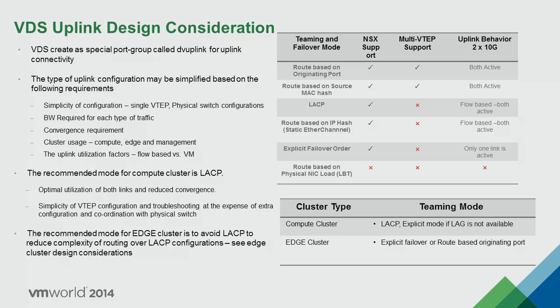Okay? So the idea here is to use compute cluster LACP, explicit mode if the LAG is not available, and for an edge cluster, we prefer you use explicit failover. That avoids the need of LACP, because LACP and Edge and routing protocol works mysteriously with certain vendors, right? And we'll go into that Edge cluster design with multiple VTEPs or a single VTEP, but how do you interact with the northbound infrastructure that you have? So far, so good? Question?